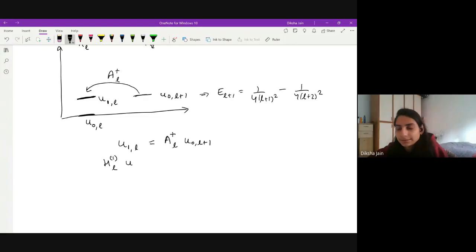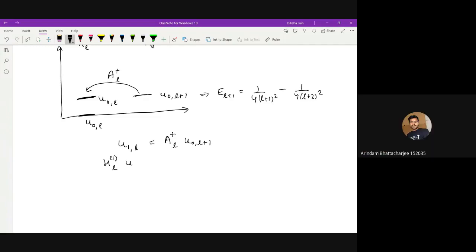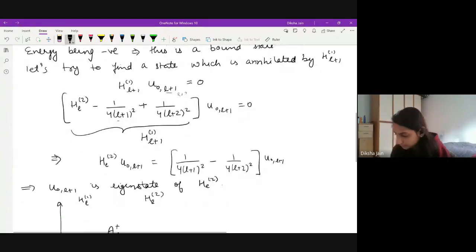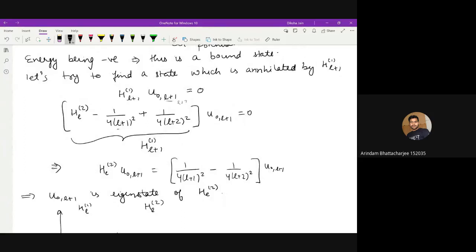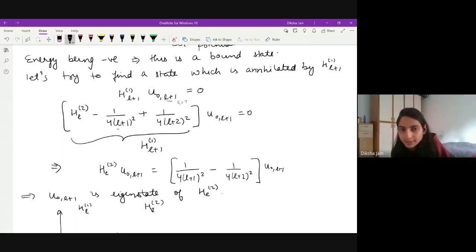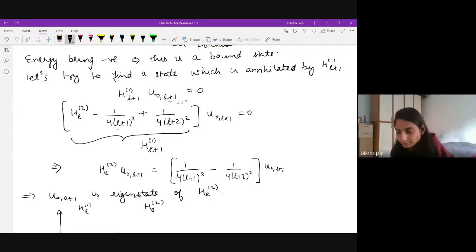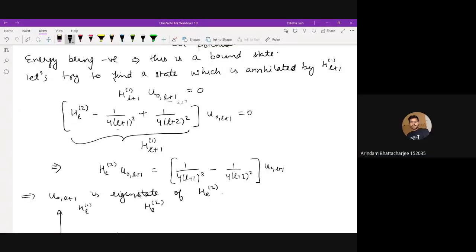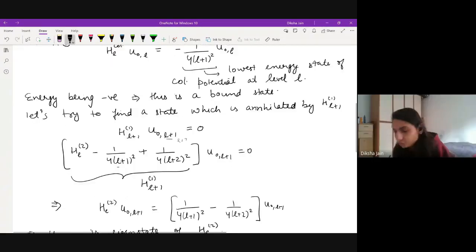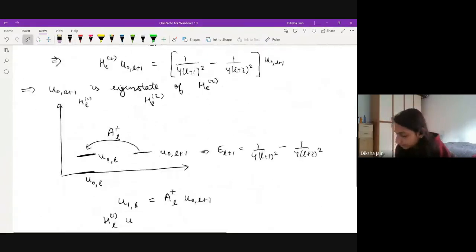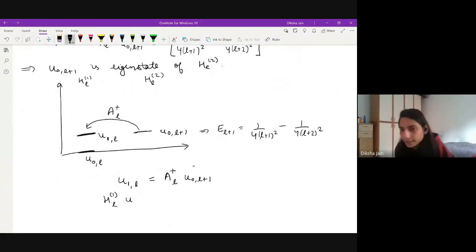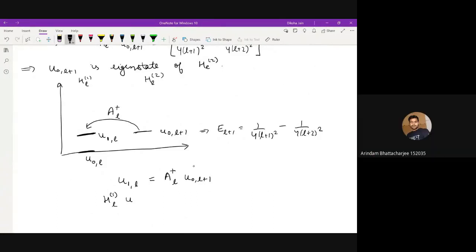So the ground state of H1 of L plus 1, are you saying that it is the first excited state of H1 of L? Yes, this is the first excited state of H1 of L after applying the A dagger operator. But how do I see that?